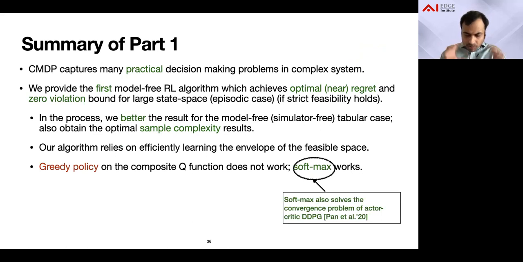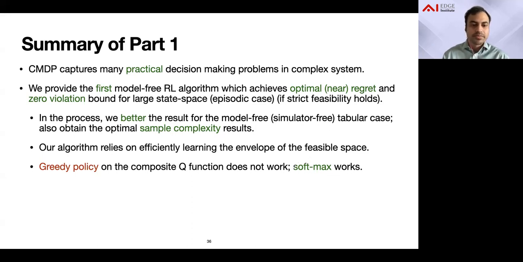And I want to point out that it also has some kind of larger underpinning. For example, if you have multiple objectives when you're trying to learn in a large state space, it shows that the actor critic algorithm, for example, deep deterministic policy gradient, which also tries to find some kind of greedy action, has convergence issues, and softmax solves that. So it has some kind of larger underpinning, not just in this constrained Markov decision process.